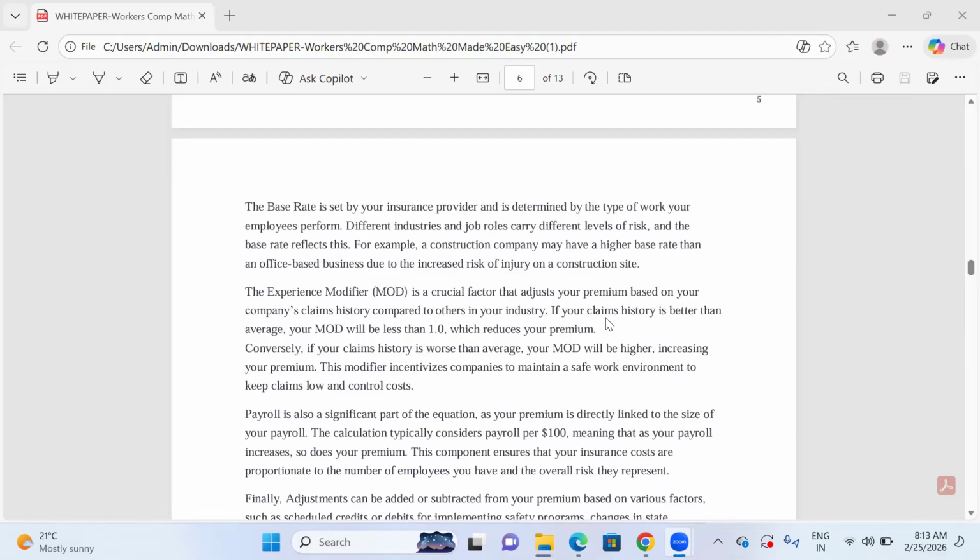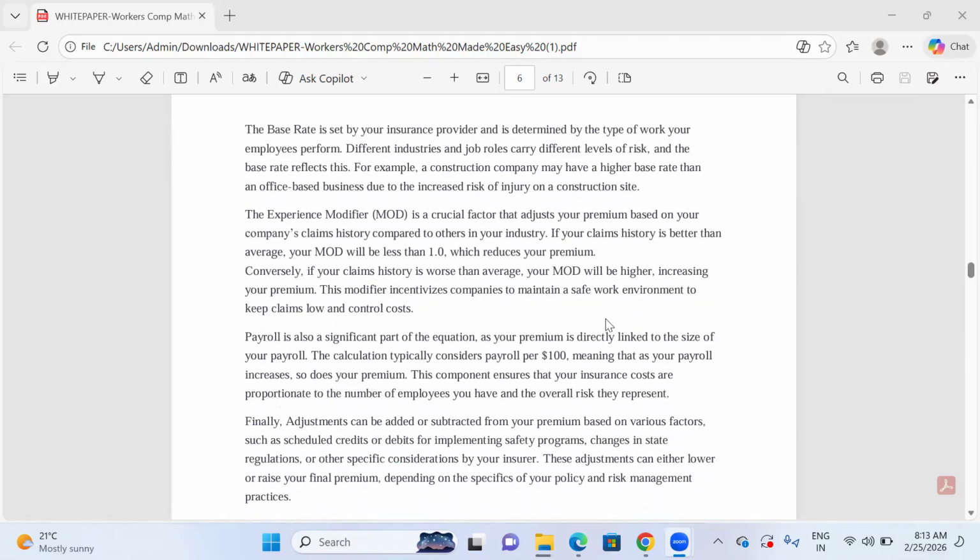Next, payroll is also one of the key elements, because it links directly to the size of the payroll. How many dollars, or it can be any currency, irrespective of the country where the workers are working, the payroll currency will be taken into consideration. This also has a predominant effect on the premium, including the insurance cost, which is proportionate to the number of employees we have.